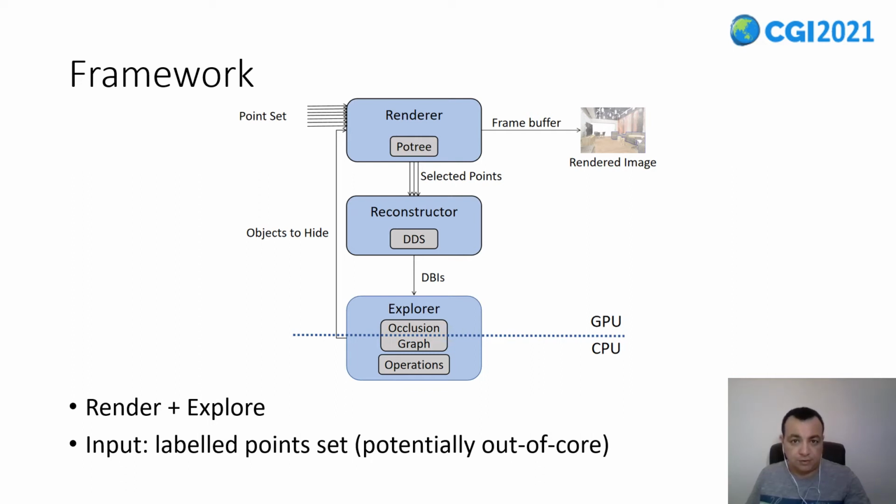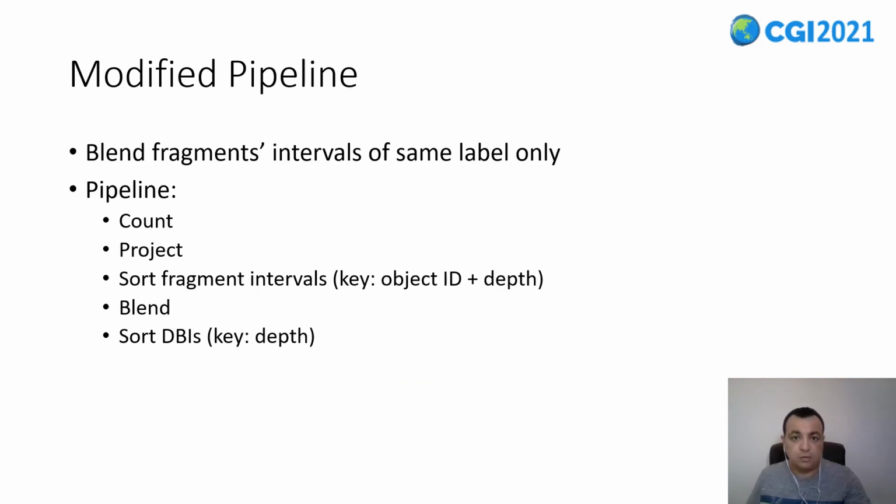And for this particular application, a prerequisite is that the points are already segmented, so that each point is labeled with the ID of its object. So, why should the points be labeled? Because we should not blend fragment intervals of different objects.